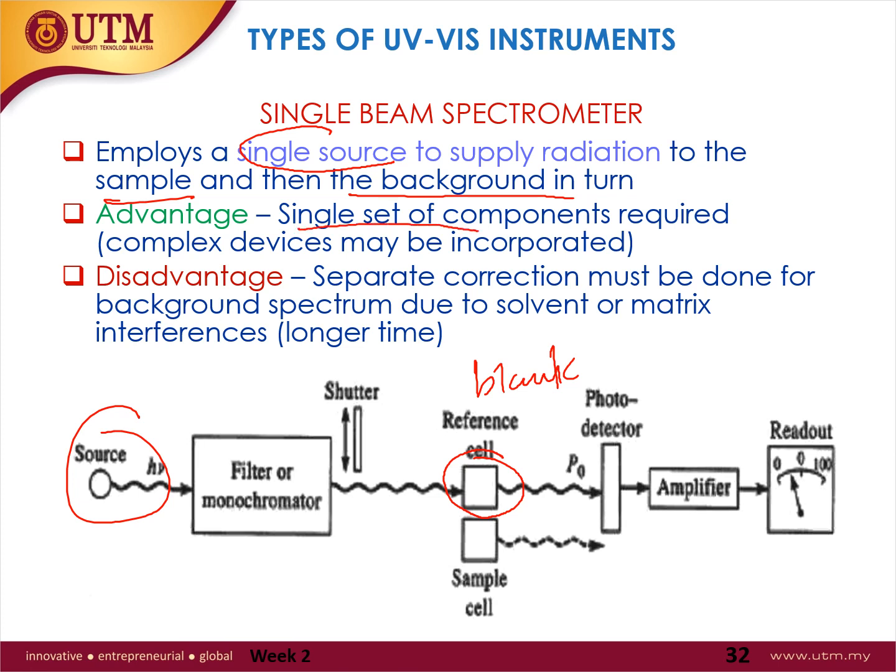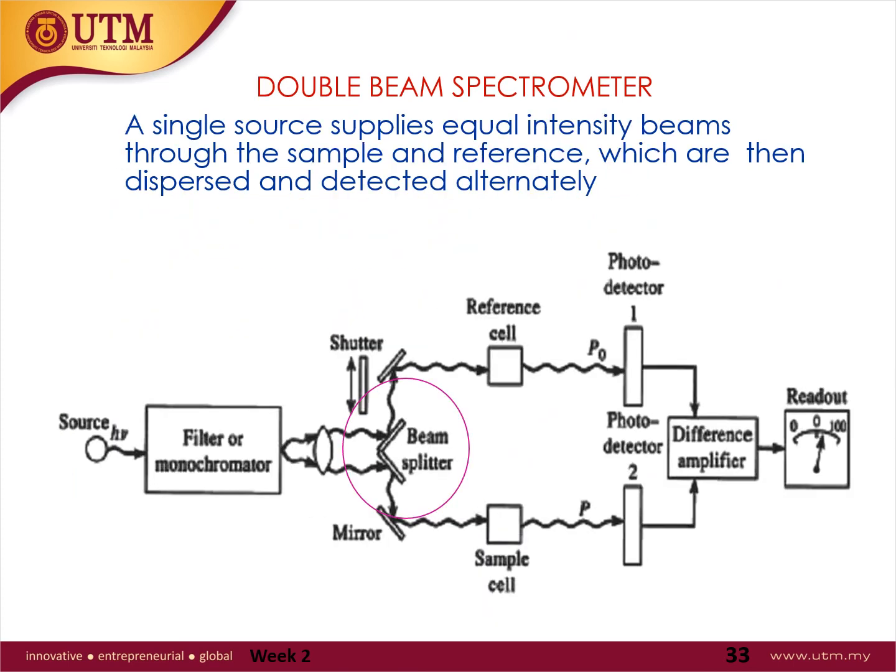Advantage is single set of component. However, the disadvantage is that it can take a lot of time for you to put one reference cell, take it out, and then put the sample in, because it's only one line over here. So that's why it is not that popular in the lab as compared to the double beam spectrometer.